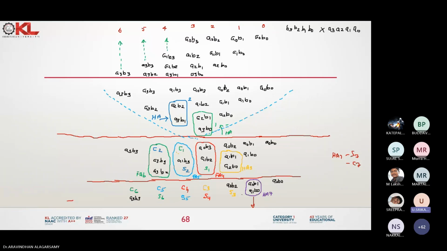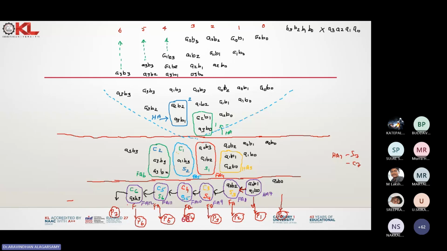A2, B2, S3. Yes, very good. This carry will propagate to the next level. So we can write this: this is nothing but my full adder. This is my full adder. This is my full adder. This is my full adder. This one is my full adder. Yes or no?